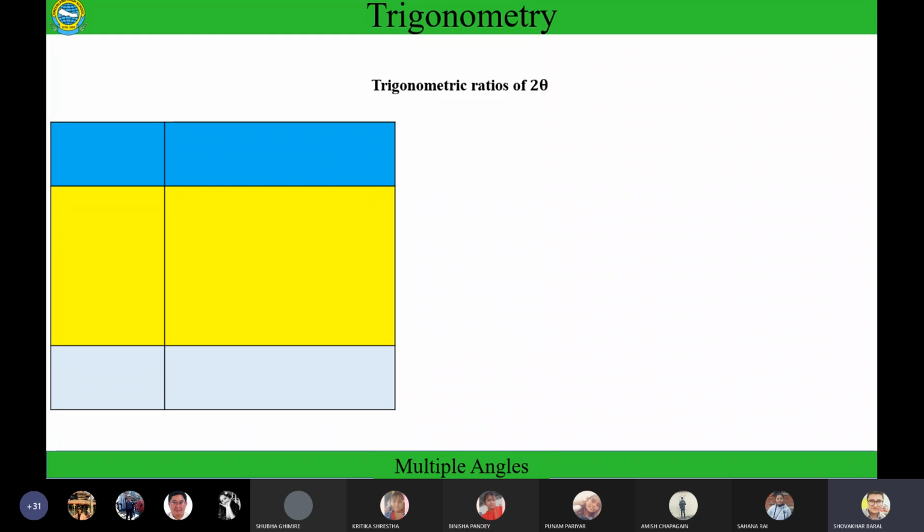Sin 2 theta is equals to 2 sin theta into cos theta. Sin 2 theta is equals to 2 tan theta by 1 plus tan square theta in terms of tan. Similarly, cos 2 theta is equals to cos square theta minus sin square theta, 2 cos square theta minus 1, 1 minus 2 sin square theta, 1 minus tan square theta by 1 plus tan square theta.